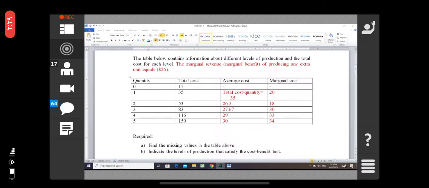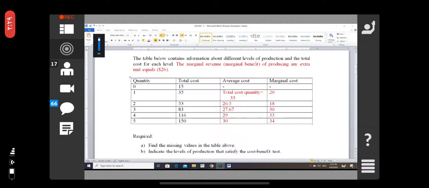I continue to produce as long as the marginal revenue is more than the marginal cost. Then I will stop production. The maximum is when marginal cost equals marginal revenue. Whenever the level of marginal cost becomes more than the marginal revenue, that means I will not produce that unit.